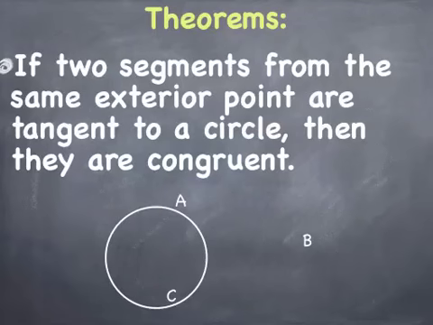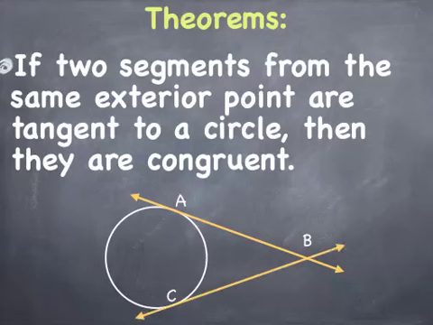The next theorem says if two segments from the same exterior point are tangent to a circle, then they are congruent. So here I have my circle, and I have points A, B, and C. I'm going to have a line tangent to the circle AB, and then I'm also going to have a line tangent to the circle BC. What this says is that because these two lines are tangent to the same circle and they intersect at point B, I can say that segment AB would be congruent to segment CB.